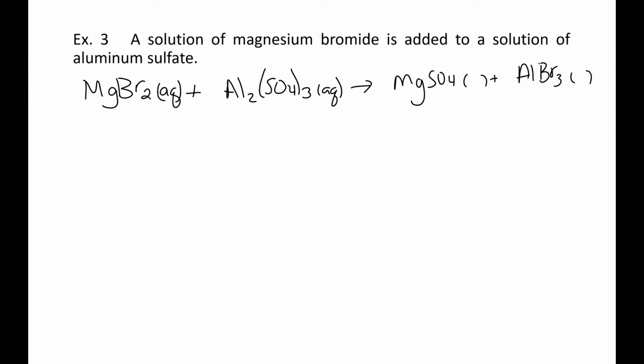Before we try to balance it, let's look on our solubility table. We get magnesium sulfate is aqueous. Let's hope aluminum bromide is solid. Nope, aluminum bromide is also aqueous. So in this case, you can either cross it out like I like to do and put NR, or just put NR next to it. I like crossing it out, so that shows me, hey, it doesn't work. We don't have to balance it because your answer is no reaction.